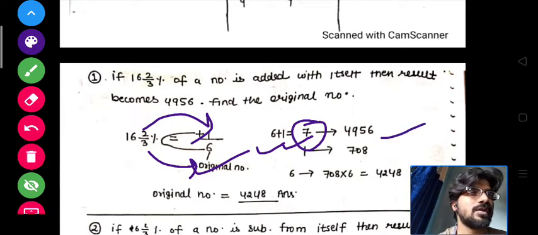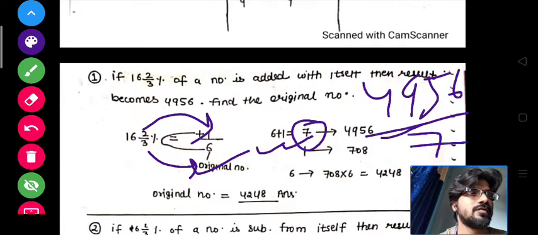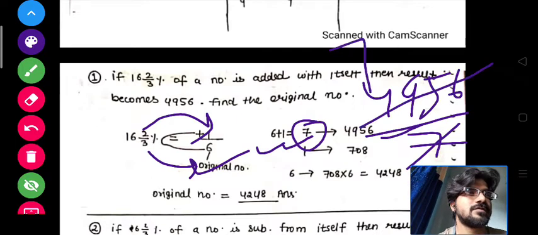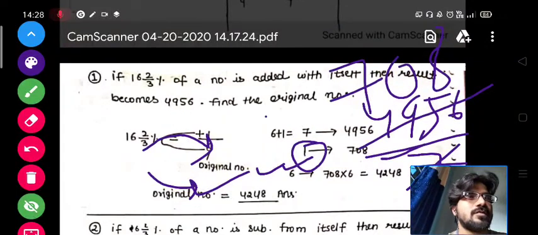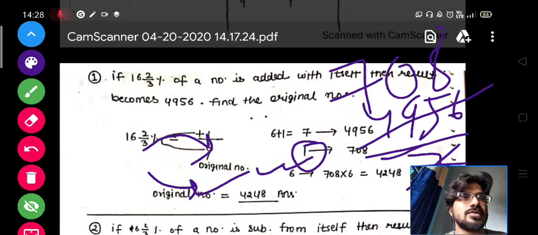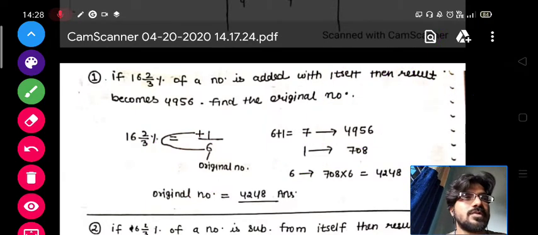So the value of 1 will be 4956 divided by 7. So you will cut these values, it will become 7, 7, 49. Okay, 7, 0, 7, 8, 56. So it will come 708.